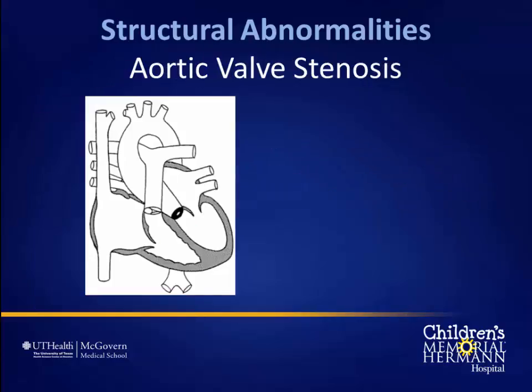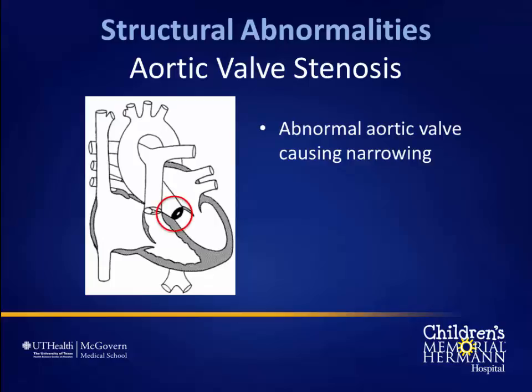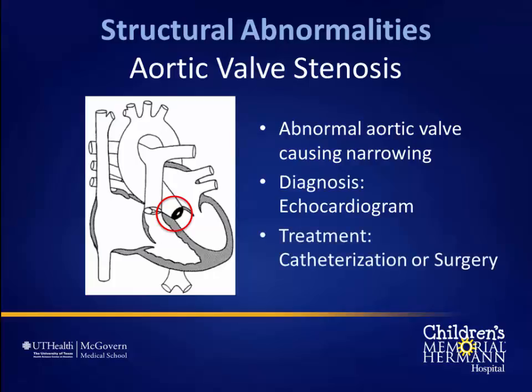The next structural abnormality I'm going to talk about is aortic valve stenosis. This is when the aortic valve is abnormal because it's too small or misformed. This limits the amount of red blood able to go to the body, therefore chest pain occurs. There is a specific murmur that can be associated with this lesion, and it can be found on an echocardiogram. Treatment is usually catheterization or surgery.